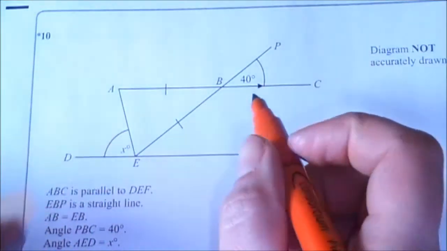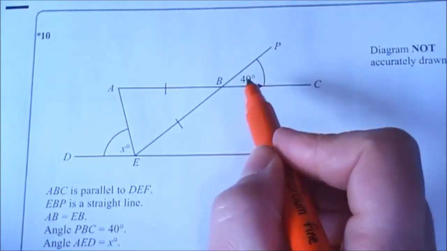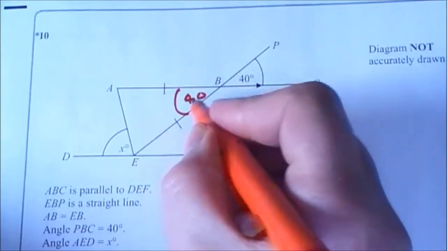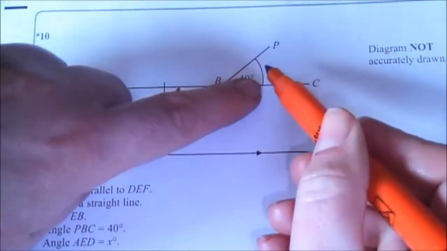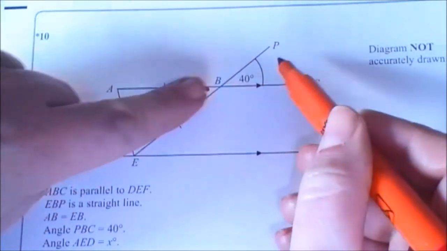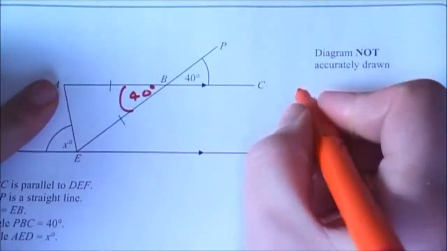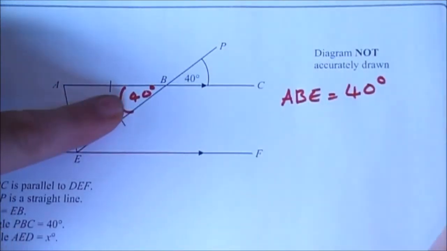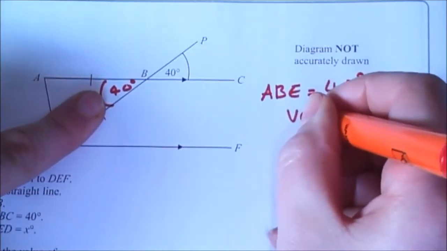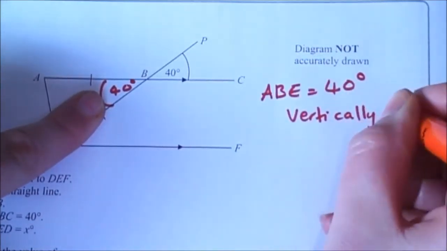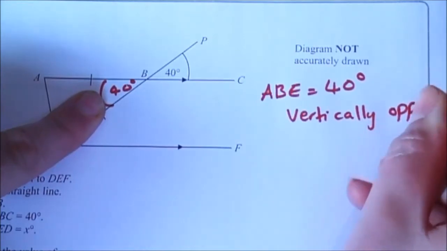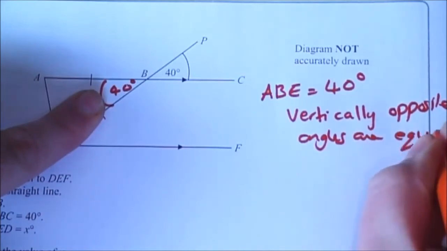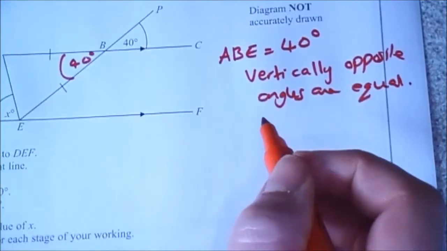Okay, so I need to find what that angle is, and the only one I know at the moment is that. Now, as soon as I look at this question, first thing I want to do is write in there that that's 40 degrees. And the reason I do that is because 2 lines are crossing and their angles are opposite each other. So I'm going to say, first of all, that angle ABE equals 40 degrees. And that is because they are vertically opposite. And vertically opposite angles are equal. So that's my first reason.